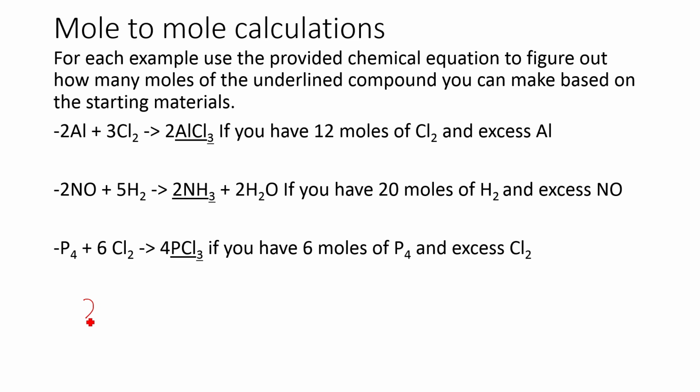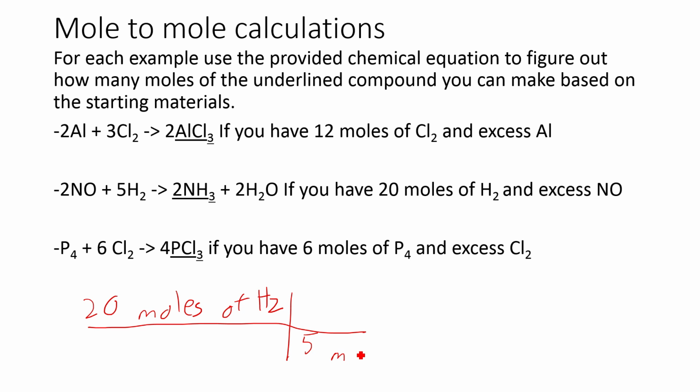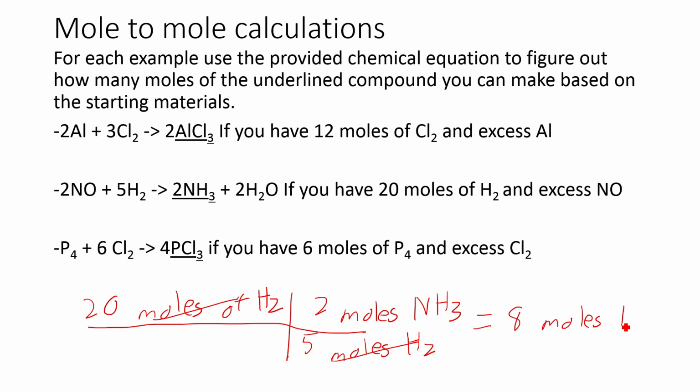We start off with 20 moles of H2. Now we want to convert from moles of H2 to moles of ammonia. So we know that there are 5 moles of H2 for every 2 moles of ammonia, or NH3. You'll notice the moles of H2 cancel again. And we get 20 times 2, which is 40, divided by 5, which will again give us 8 moles of NH3.